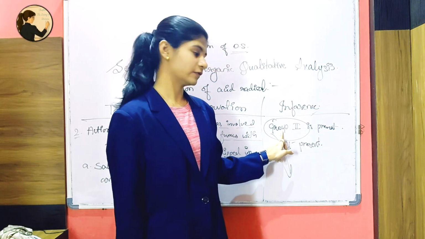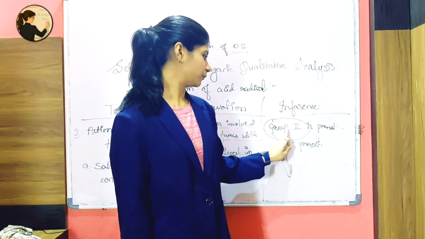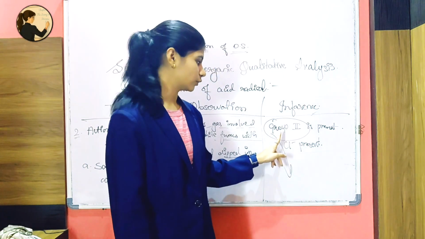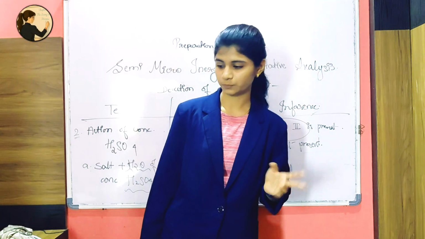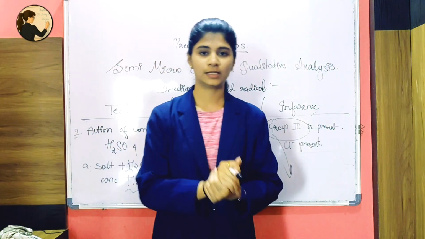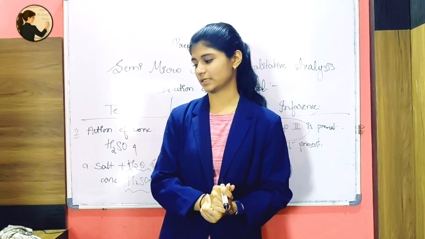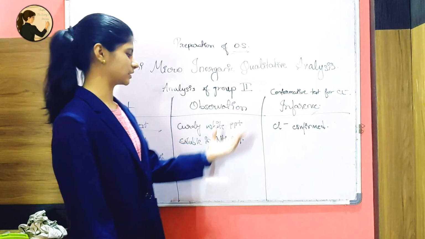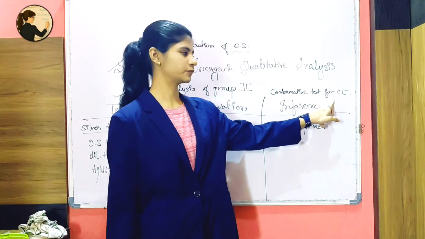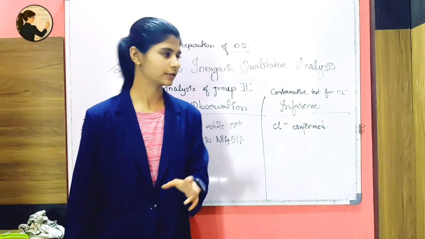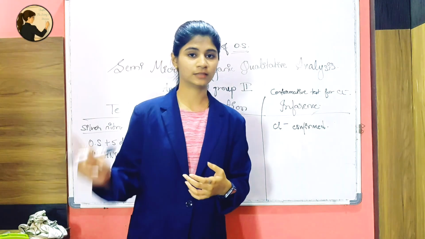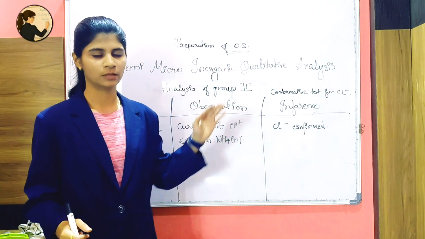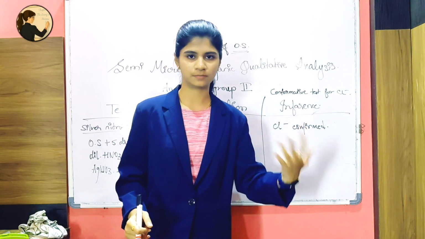So see first which group is there. Then if group 1 was present, then you should be doing analysis of group 1. Now group 2 is present, so you will be doing analysis of group 2. So let me show you what all is present in analysis of group 2. Here actually space was not there, so I have written here confirmative test for Cl minus. Now you have taken analysis of group 2 and there Cl minus is present. So after writing the analysis of group 2, below that you are going to write confirmative test for Cl minus.